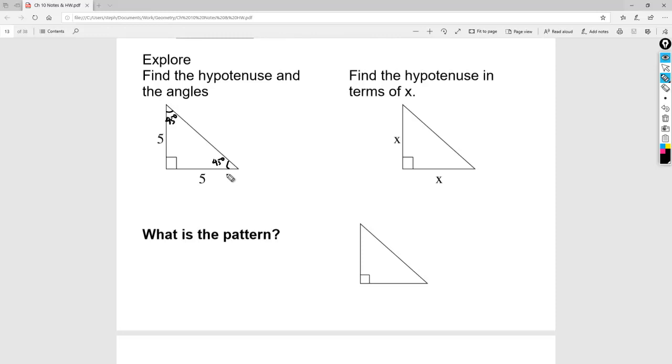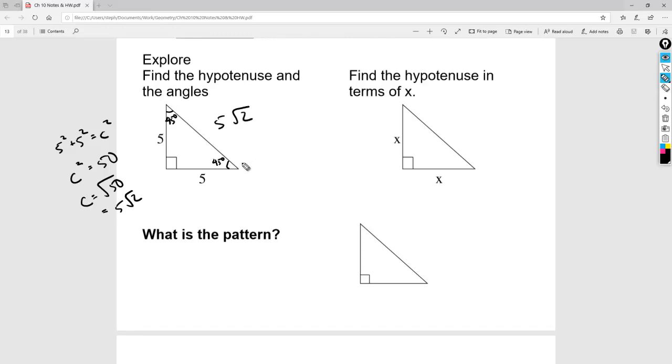Okay, now I need to know my opposite hypotenuse here. So I can use the Pythagorean theorem. So 5 squared plus 5 squared is equal to c squared. That means c squared is 50. So c must be the square root of 50. And as we practiced earlier in the unit, that's going to be 5 root 2.